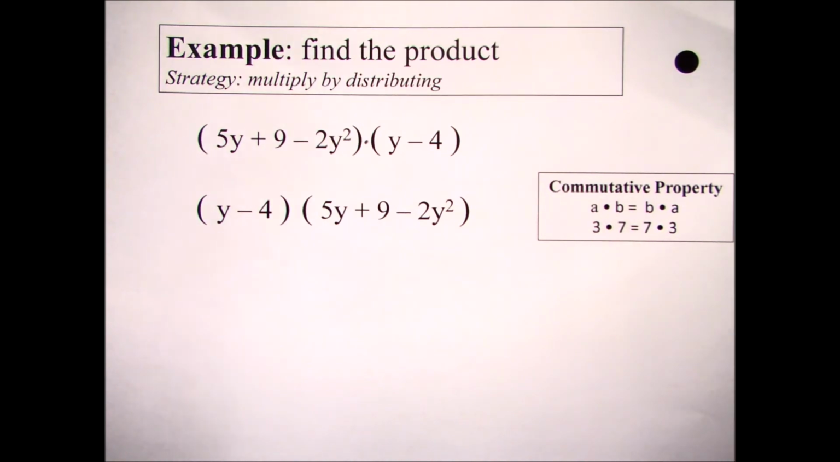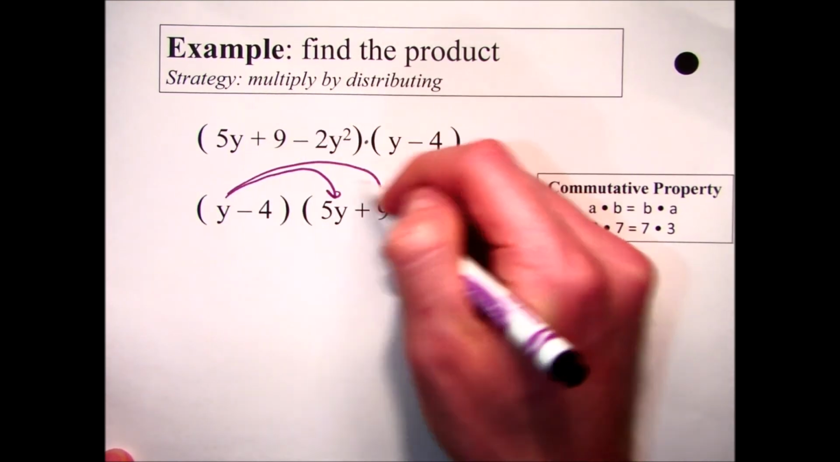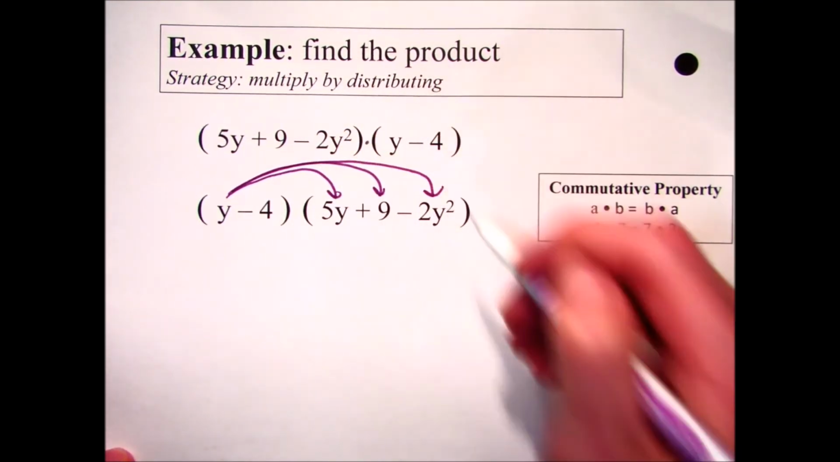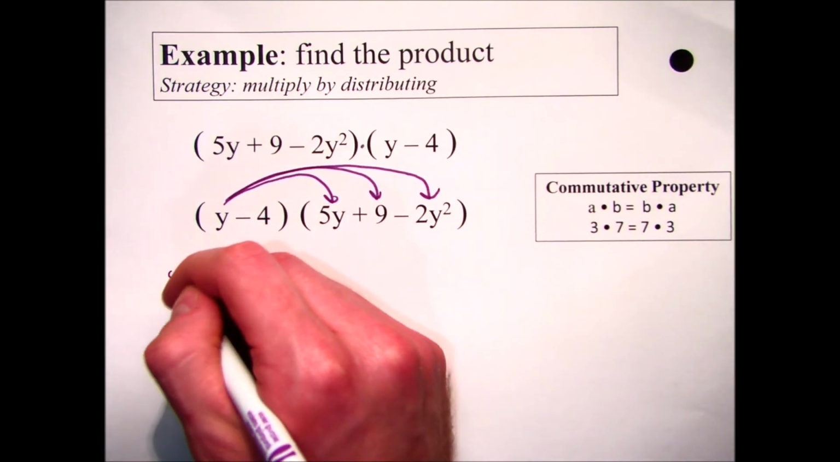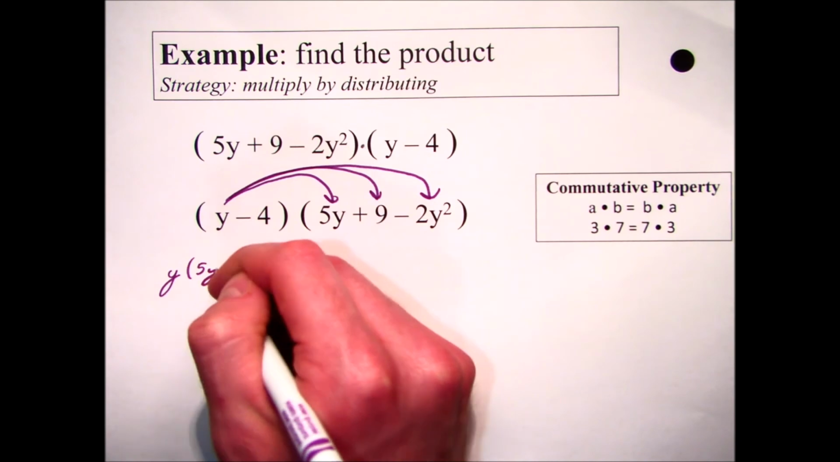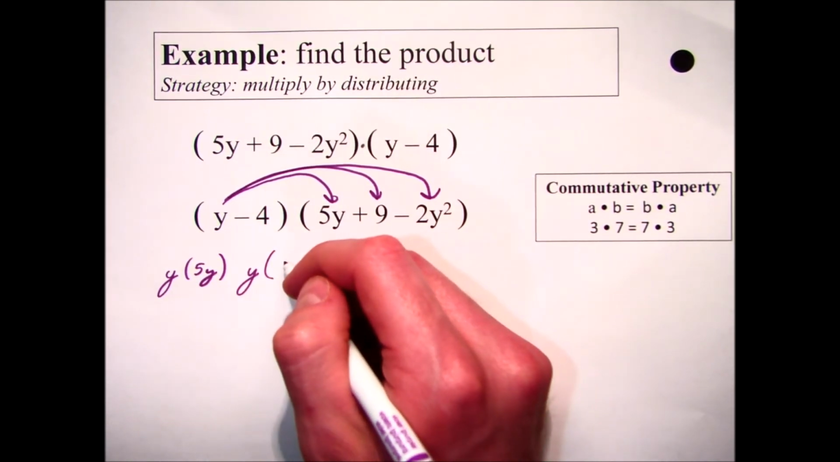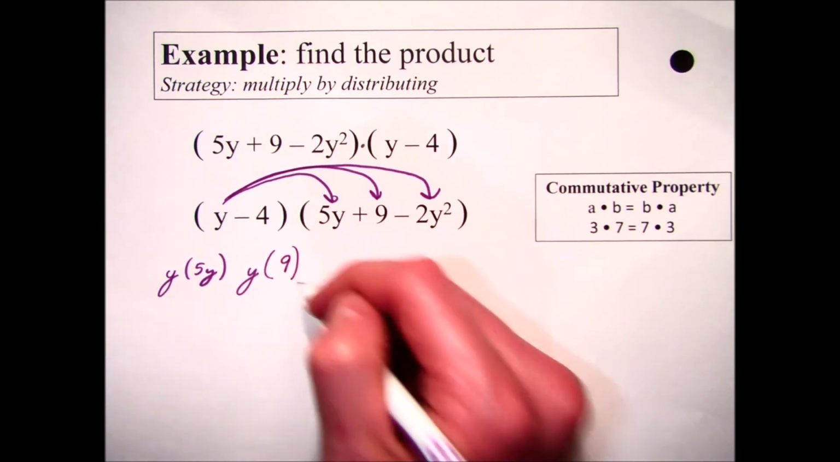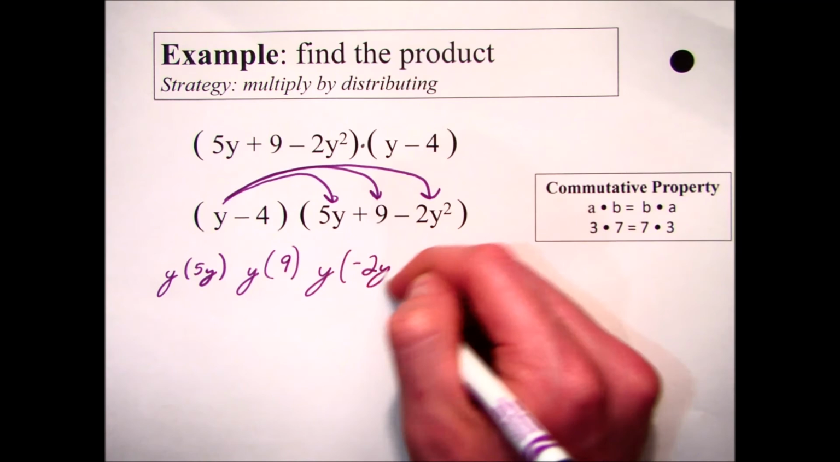Next, we're going to go ahead and distribute. So the y is going to get multiplied by all the terms. So we have y is going to get multiplied by 5y. Y will get multiplied by 9. Y will be multiplied by negative 2y squared.